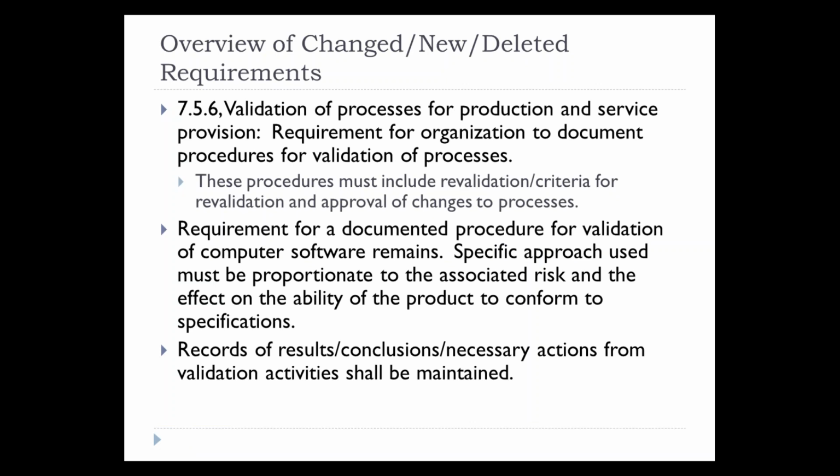7.5.6 has requirements for the organization to document procedures for validation of processes. And these procedures have to include provisions for revalidation and criteria for revalidation and approval of changes to processes. The requirement for a documented procedure for validation of computer software remains, and the approach used has to be proportionate to the risk and the effect on the ability of the product to conform to specifications. Results, conclusions, and any necessary actions resulting from validation activities have to be maintained.